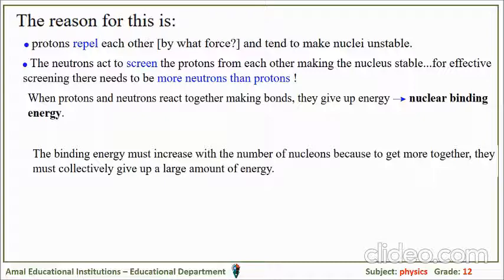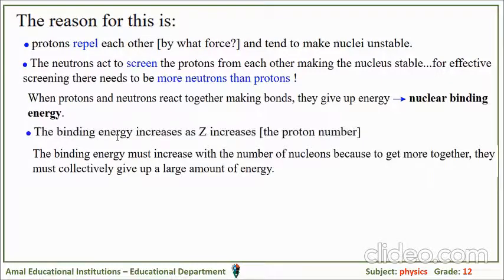The nuclear binding energy must increase with the number of nucleons because to get more nucleons together, they must collectively give up a large amount of energy. This is called the binding energy, and it increases with increasing Z, the number of protons.